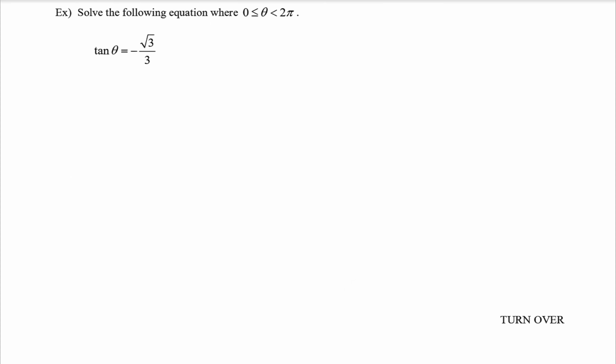Let's try another one. So let's solve this one. This one's already by itself, right? Tangent theta is -√3 over 3. So this is already by itself.